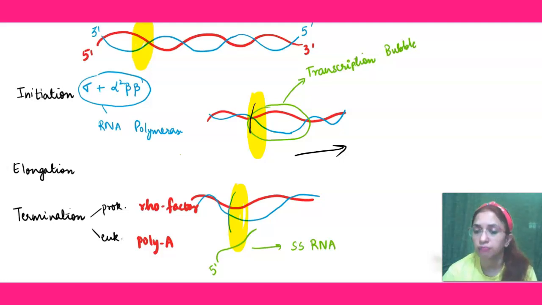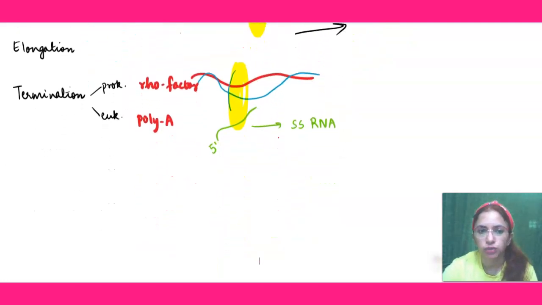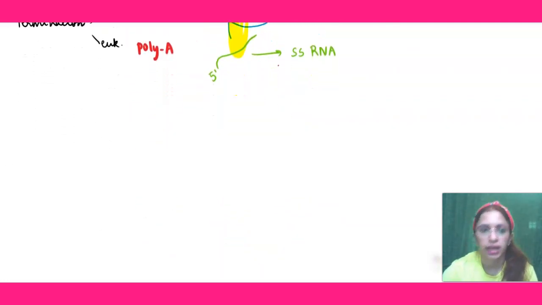Remember, sigma factor was a part of DNA-dependent RNA polymerase that was helping in the initiation process. And here Rho factor is the one that is helping out in the termination process. So we are done with all the 3 steps of the transcription. Now our product is ready and we will be studying about this product.